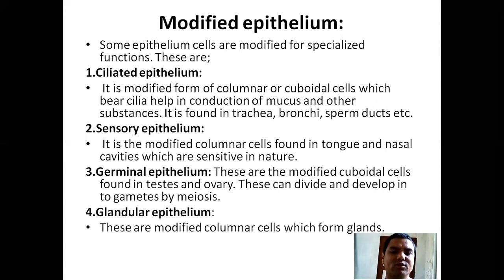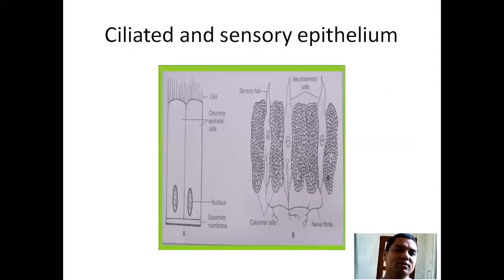Sensory epithelium is tissue which consists of sensory papillae, and it is present in sense organs like the tongue and nasal cavity. Germinal epithelium is tissue found in the testes and ovary, and helps to form male gametes and female gametes. Glandular epithelium is tissue present in glands and helps in secretion of enzymes and hormones. See here the ciliated and sensory epithelium.